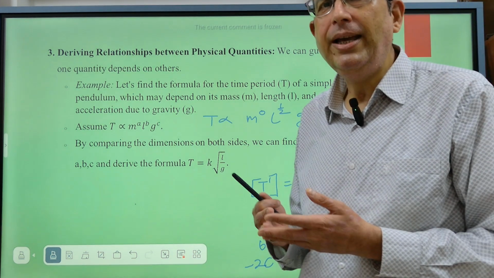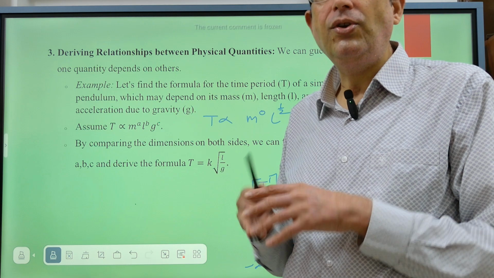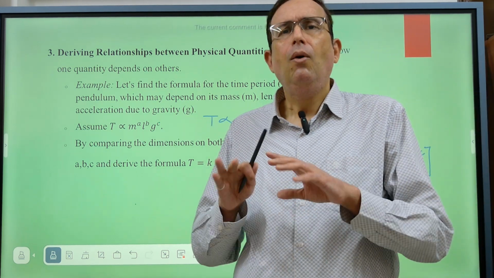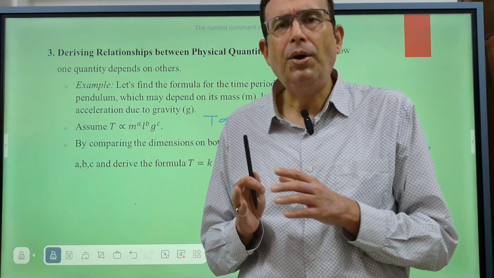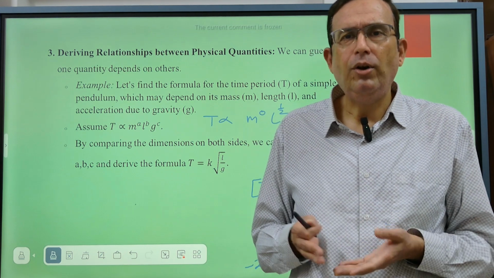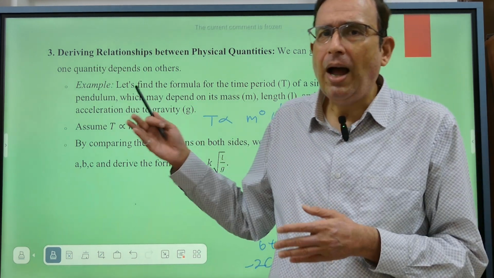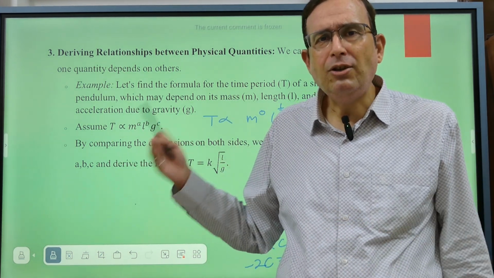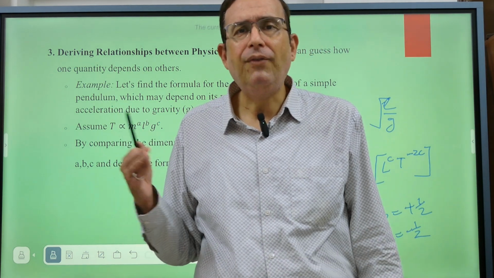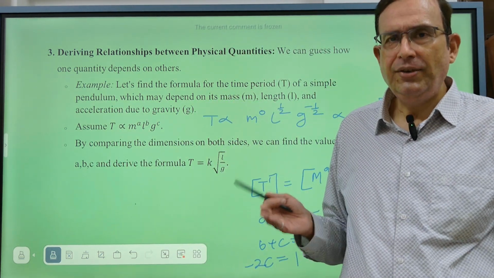Okay, so you can actually guess the relationship if you have done an experiment and you know the parameters or quantities on which your measurement would depend. Then, after your measurements, you can find out what kind of relationship there would be between the different physical quantities.